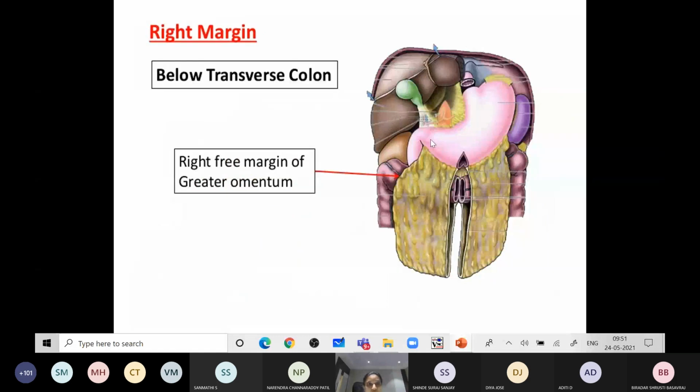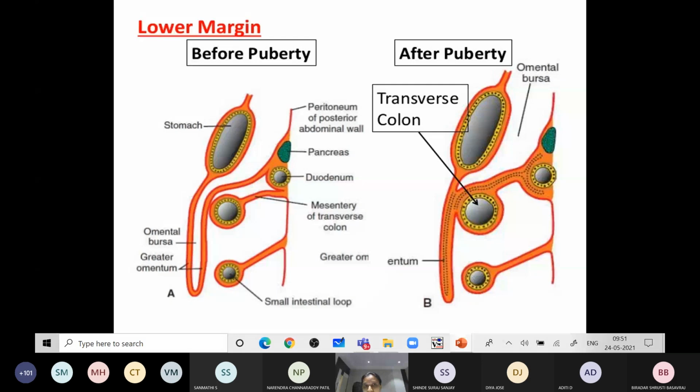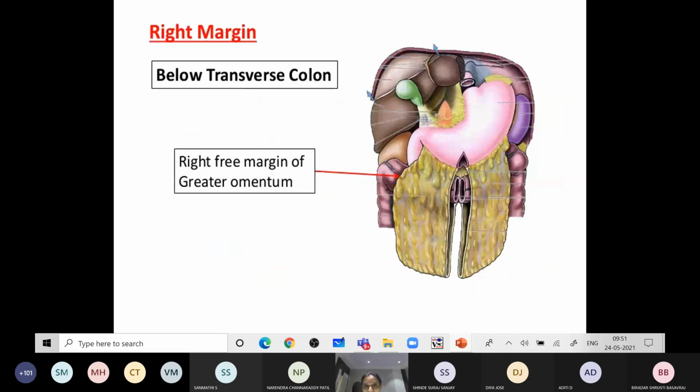So we have studied the upper margin, lower margin, the anterior wall and posterior wall. Now we'll study the right margin and the left margin. The right margin of the lesser sac in the upper part is free because there is the epiploic foramen, through which the greater sac communicates with the lesser sac. Below, it is formed by the right free margin of the greater omentum. On the left side, it is formed by the left free margin of the greater omentum.